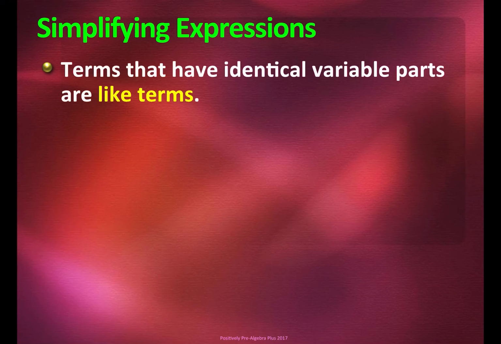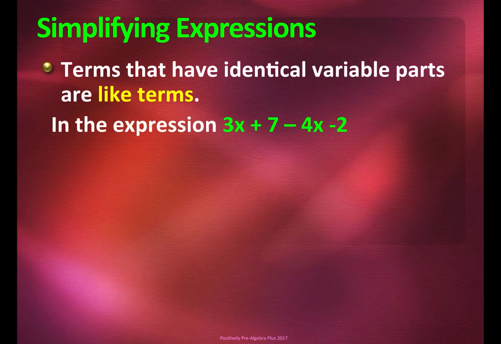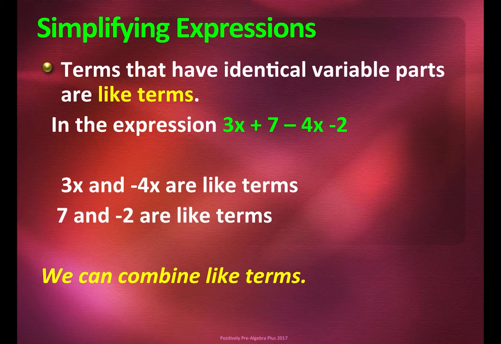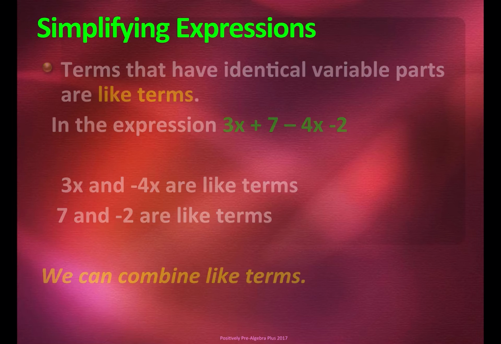So if we simplify them, terms that have identical variable parts are like terms. In the expression 3x plus 7 subtract 4x subtract 2, 3x and negative 4x are like terms, and 7 and negative 2 are like terms. We can combine the like terms.